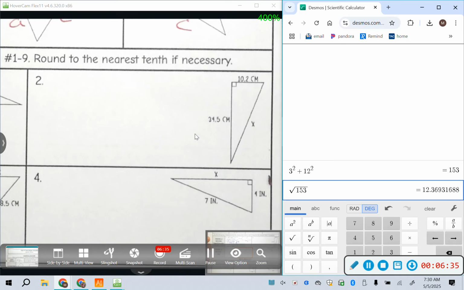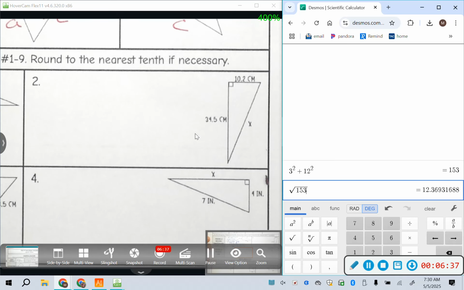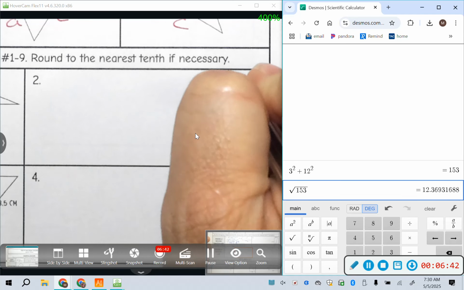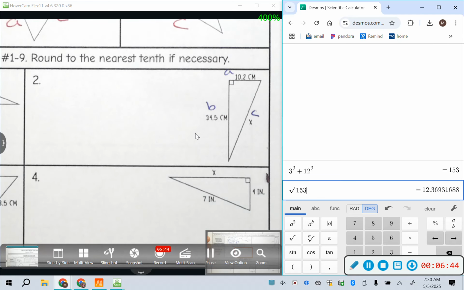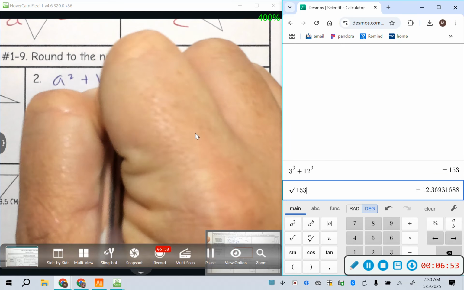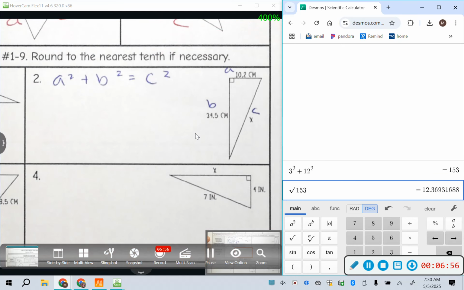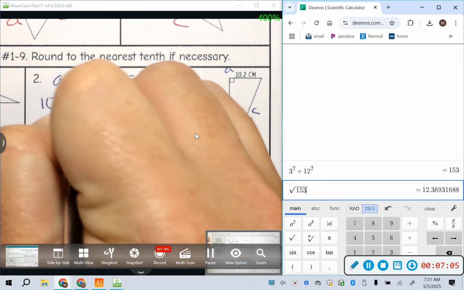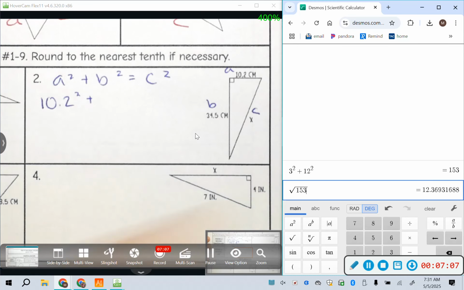Okay, so looking at this one, again, we're just missing the hypotenuse. So same concept. I know that this side is C. We said usually our shorter side is A. So here's my 3 sides. And we know our formula is A squared plus B squared equals C squared. Now this one gives me decimals, which is fine. So A is 10.2 plus B is 34.5.